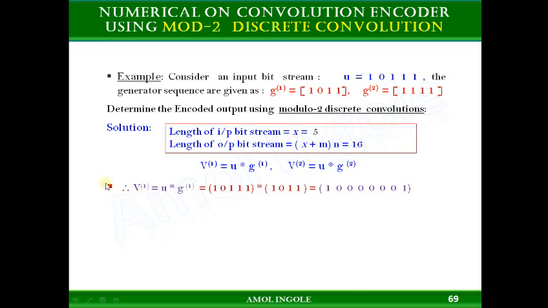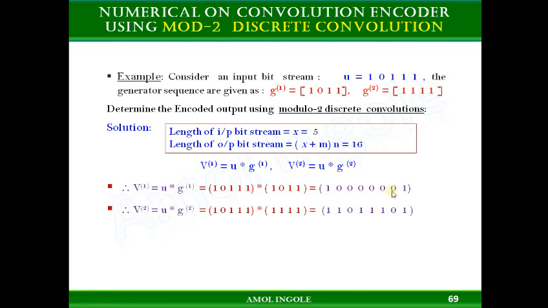Let us see how V1 can be obtained. As the name convolution encoder suggests, you need to perform modulo 2 discrete convolution on the input bit stream with the generator sequence. So by convolving the input bit stream U with the generator sequence G1, you can get output V1. Perform the modulo 2 discrete convolution and you can see that the output V1 can be obtained like this.